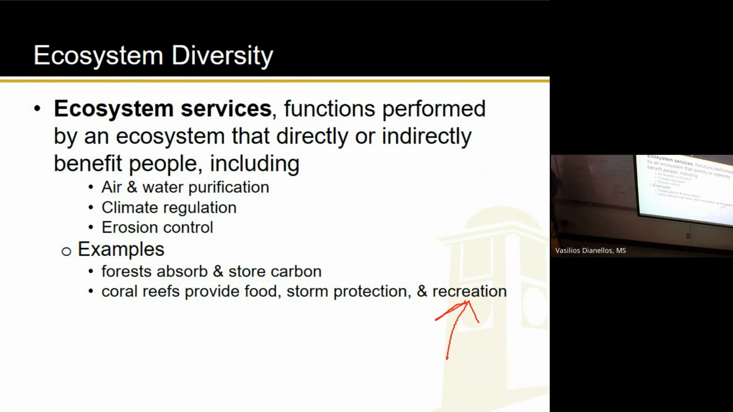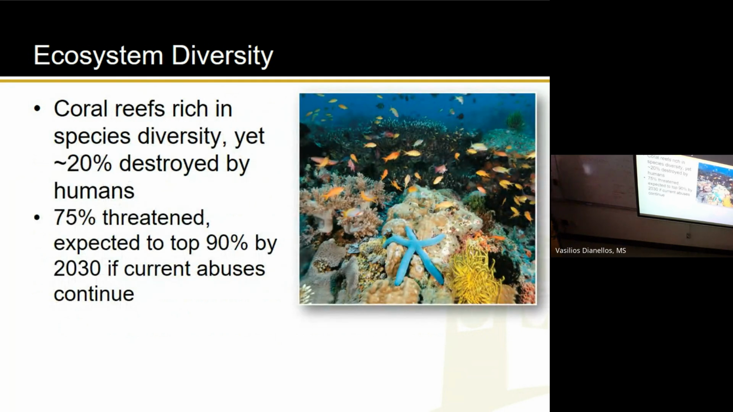Anyway, on a related note, the old textbook gives some more specifics about that. I'm not going to ask you about these specifics, but we will say it really quickly. Coral reefs are very rich in species diversity, yet about 20% of them have been destroyed by humans. And that number is probably different by now. It's probably worse. You can look that up for the bit of work if you want. 75% of coral reefs are threatened, and that number is expected to top 90% by 2030 if current abuses continue.